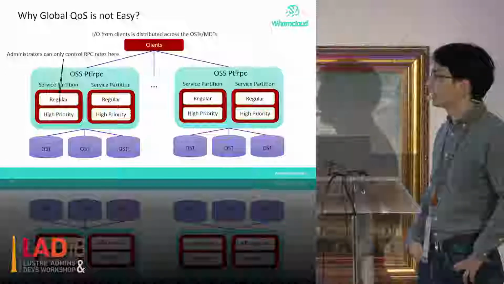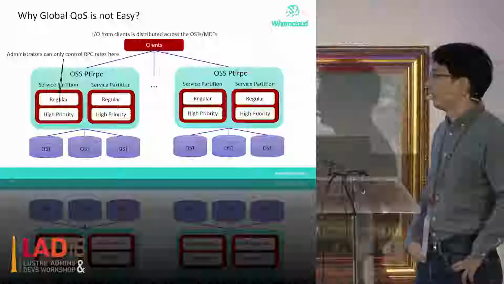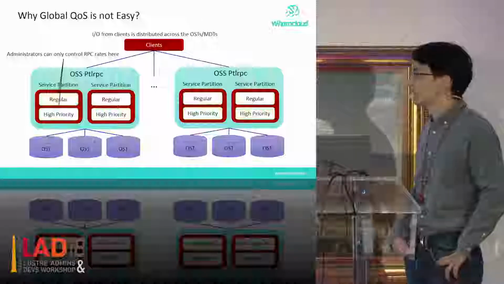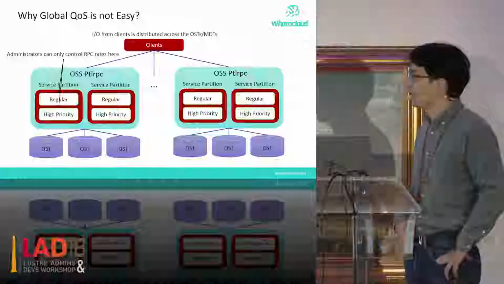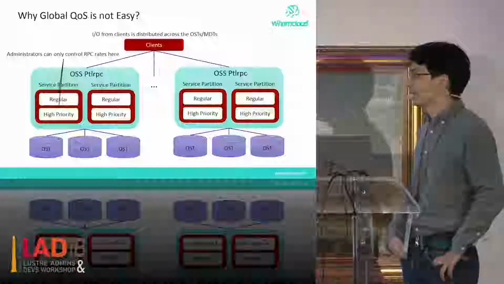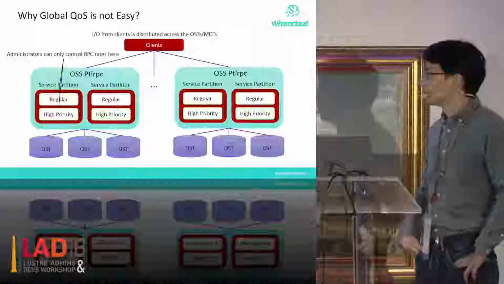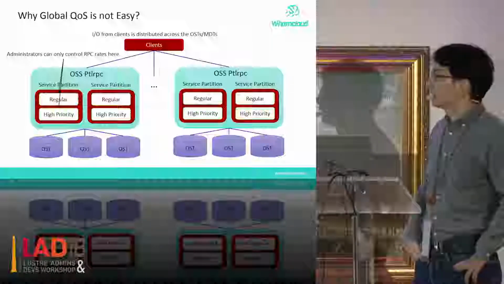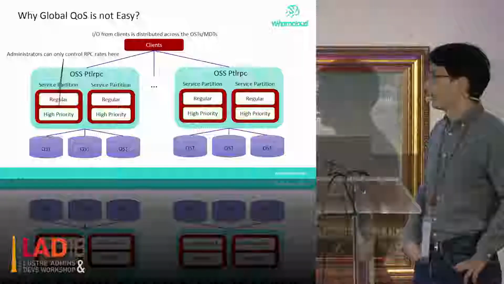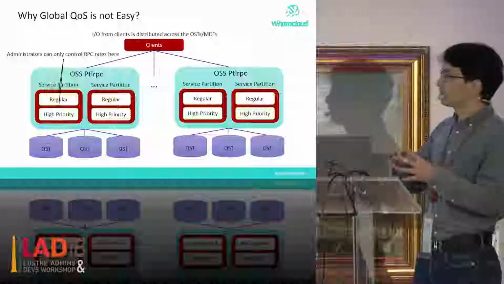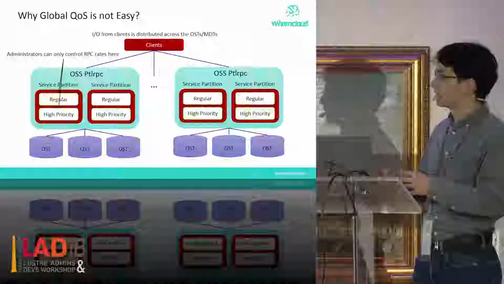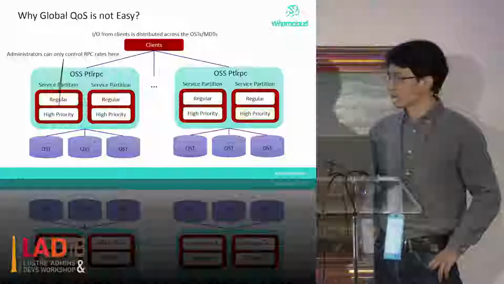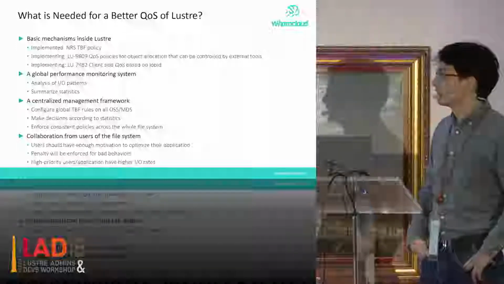It can only control the RPC rate on each NRS head. In each OSS, you have a different service partition, and each partition has a regular NRS head and a high priority NRS head. What the administrator can control is the RPC rate on each NRS head. Mapping the performance seen by the client to the RPC rate is very complex, so it is not easy to do that.